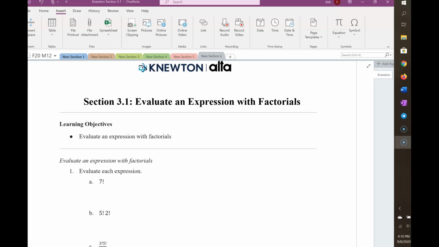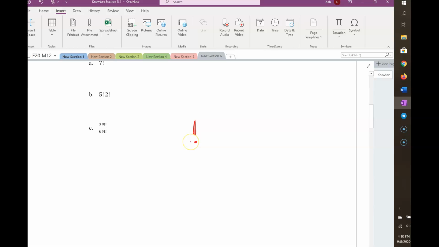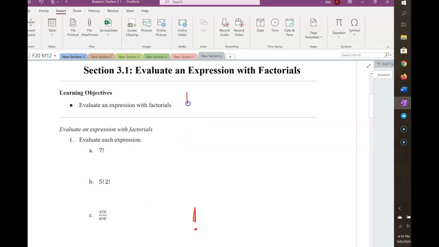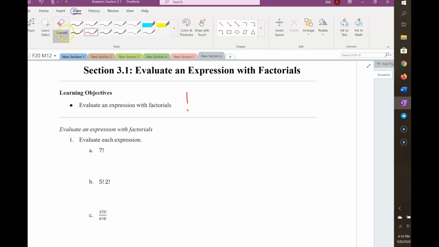So here are a few homework type problems for section 3.1, which is titled Evaluate an Expression with Factorials. So we're going to learn about factorials if you haven't explored them before. And the factorial symbol looks just like an exclamation mark. So when you see that, it has a very specific meaning. So 7 factorial means 7 times 6 times 5 times 4 times 3 times 2 times 1. So evaluate just means they want you to multiply those numbers together.